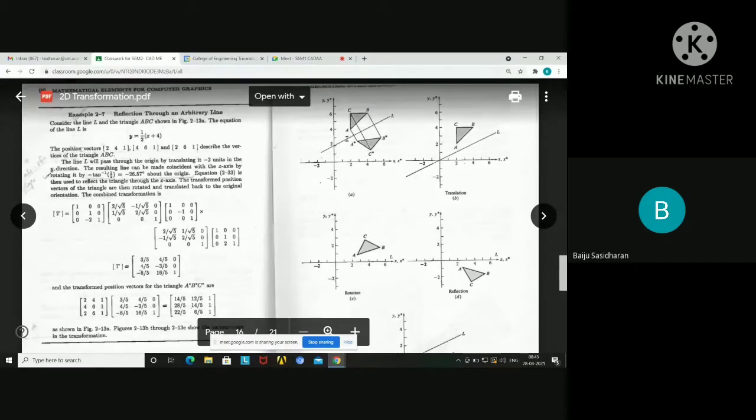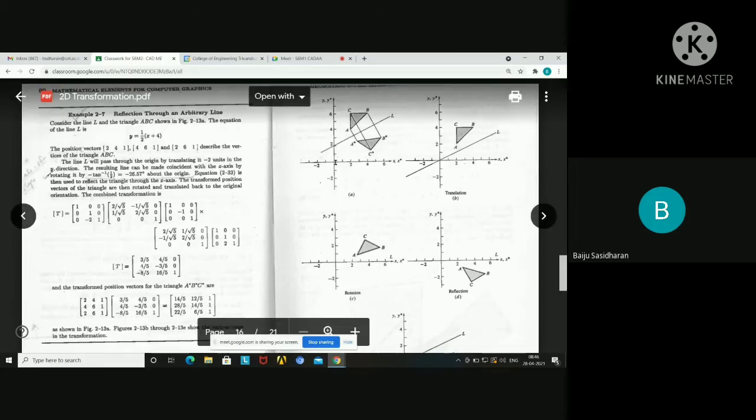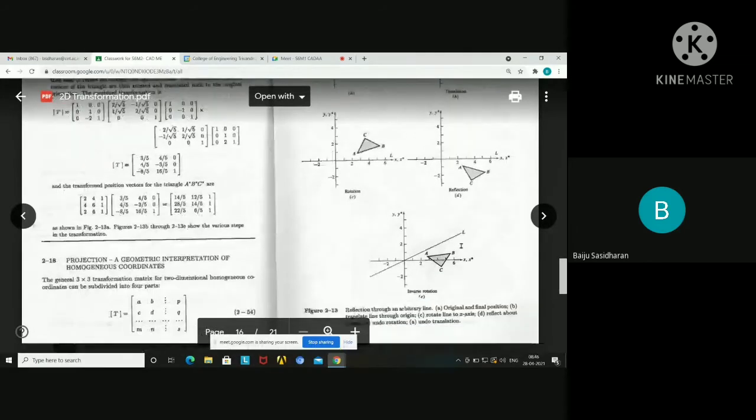Here you have to find out the offset distance, and with respect to that, you have to make this line come to the origin. This line should pass through the origin. Then after that, you have to do the rotation. Here it is rotated. Then after that, you have to do the reflection. Then you have to do the rotation back and translation back.